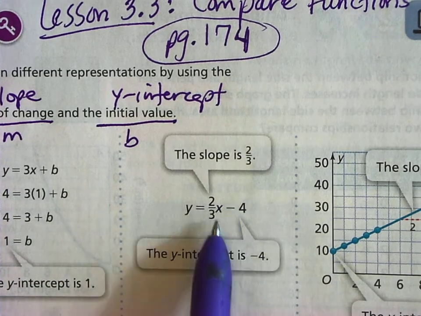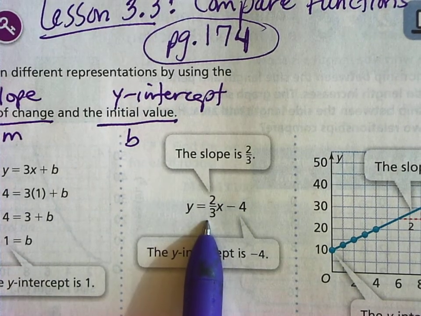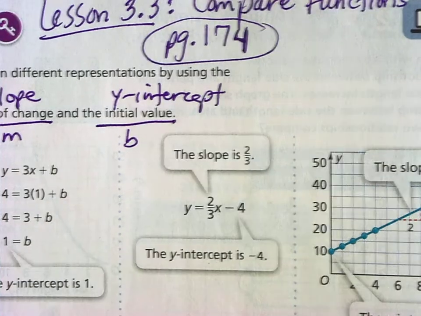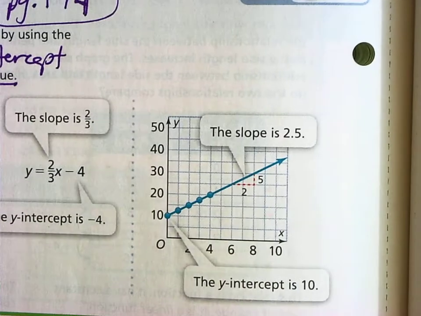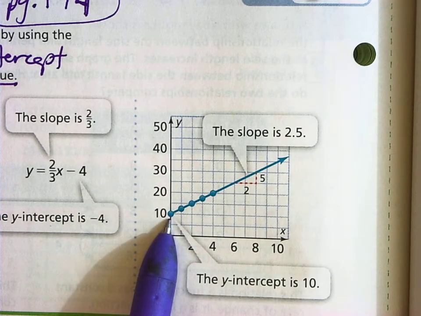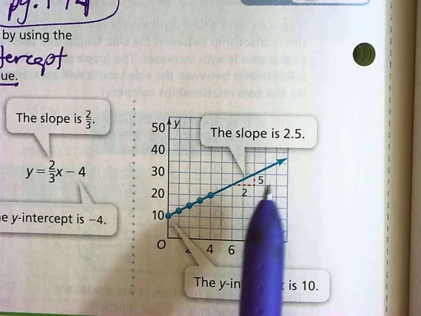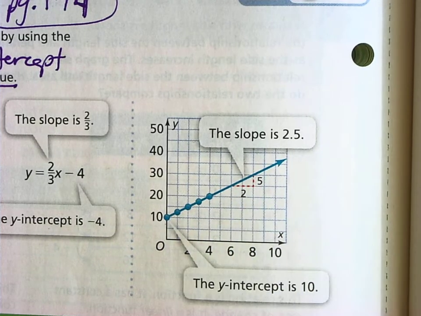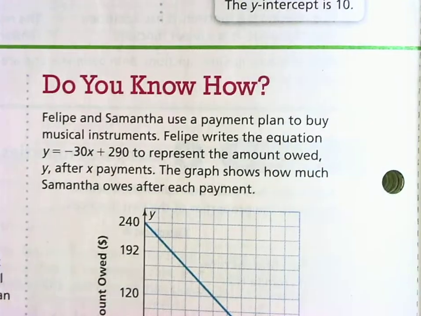So we'll practice that. And then you have an equation. Remember, your rate of change is your slope and your y-intercept is your initial value. And then again, you can also find that here. Again, your y-intercept is your initial value where the line starts on the y-axis. And then your rate of change is how much you're going up or over or down or over. So let's take a look at this first one.